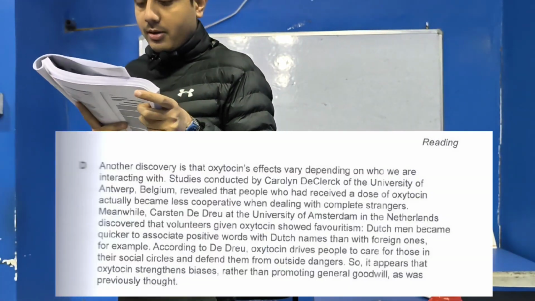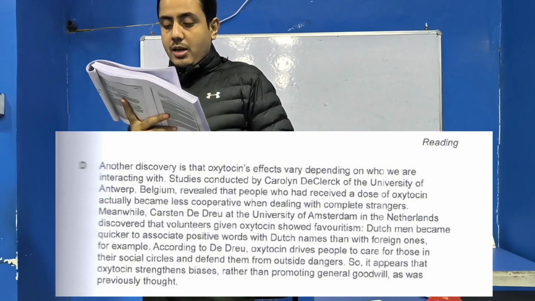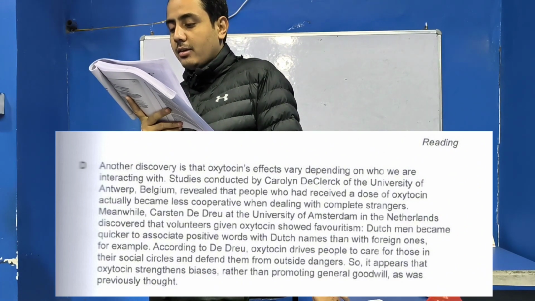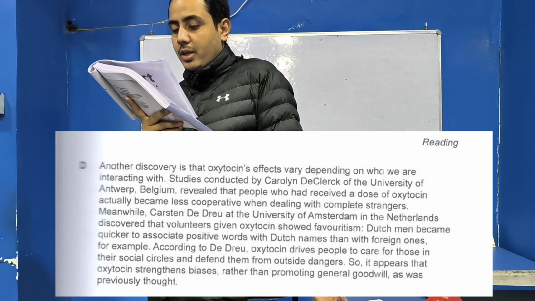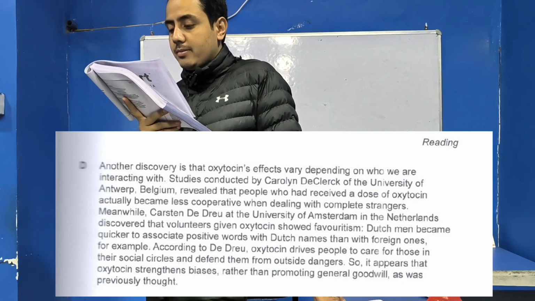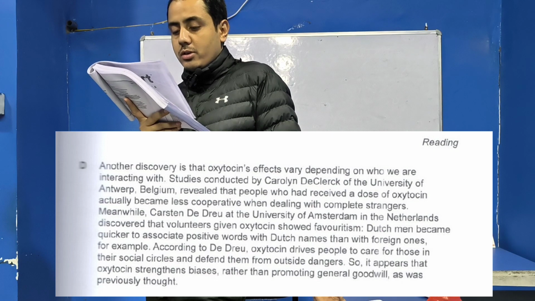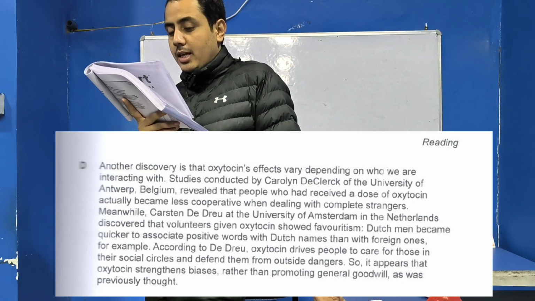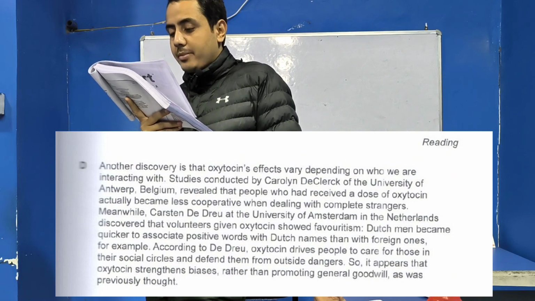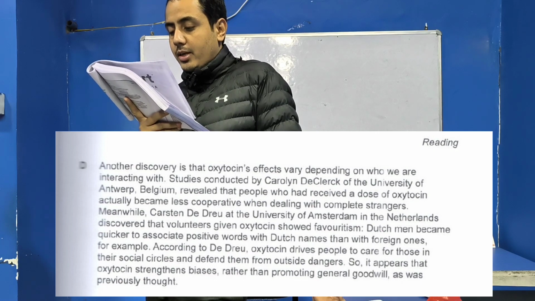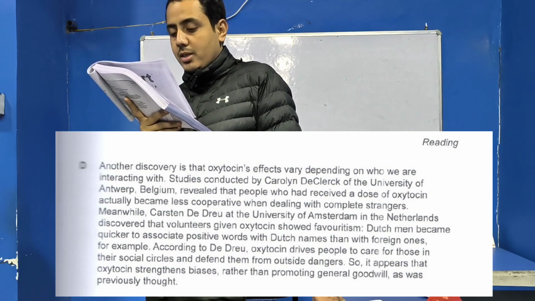Let's see paragraph D. Effects vary. Caroline de Klerk, University of Antwerp, Belgium, received a dose of oxytocin. Less cooperative with complete strangers. Carsten de Dreu, Amsterdam, Netherlands, showed favoritism. Dutchmen became quicker to associate positive words with Dutch names. Oxytocin drives people to care for those in social circles.